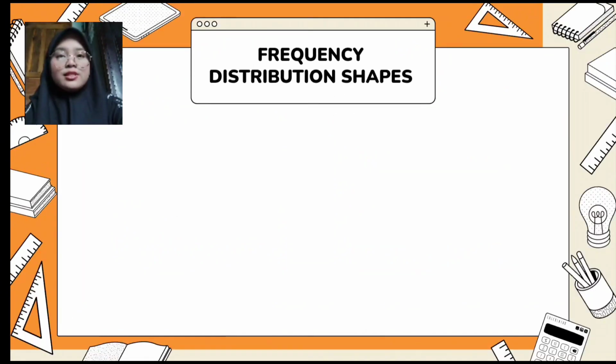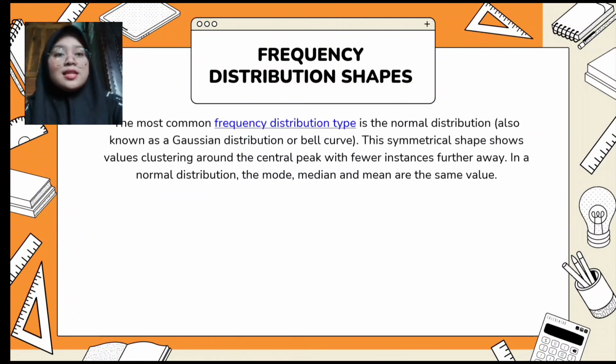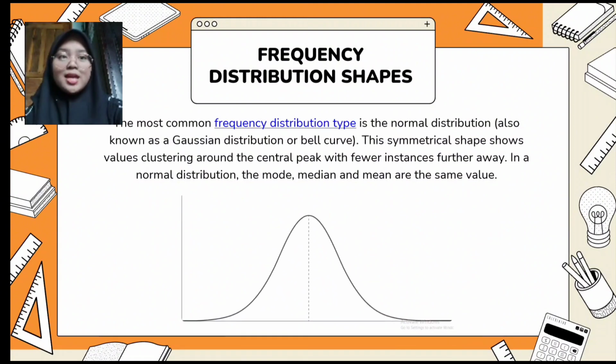Frequency distribution shapes. The most common frequency distribution type is the normal distribution, also known as a Gaussian distribution or bell curve. This symmetrical shape shows values clustering around the central peak with fewer instances further away. In a normal distribution, the mode, median, and mean are the same value. Mode, median, and mean are in the middle.